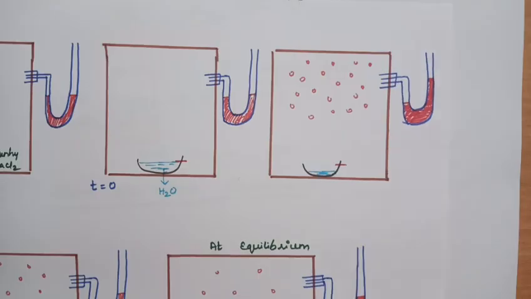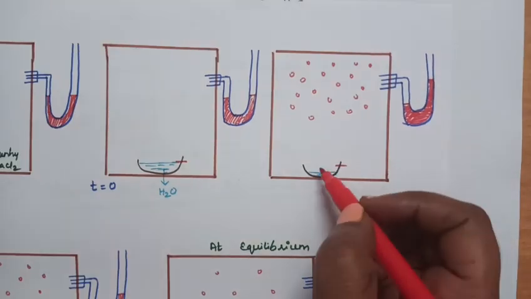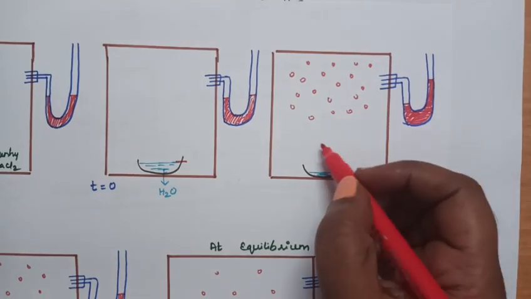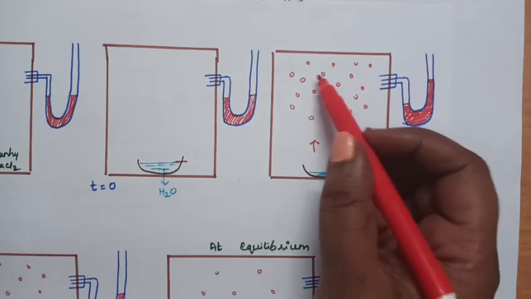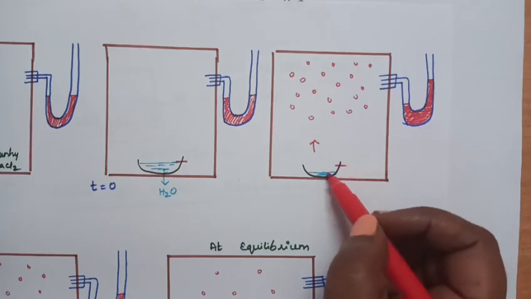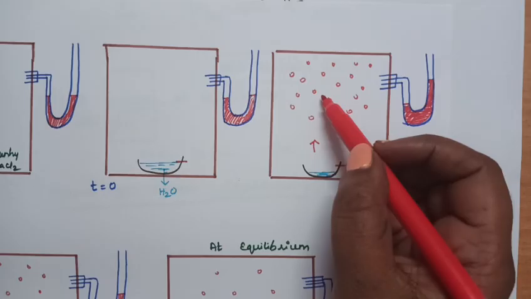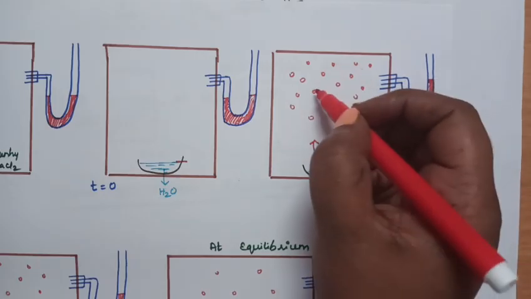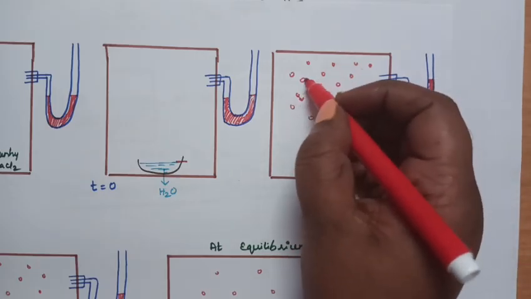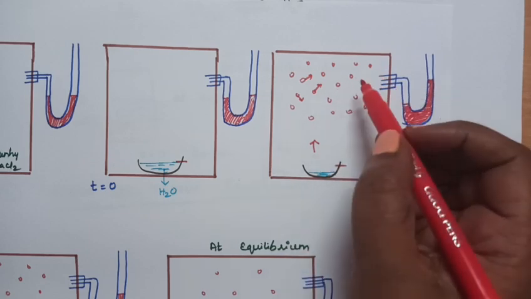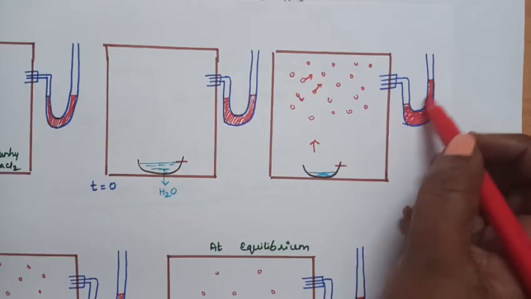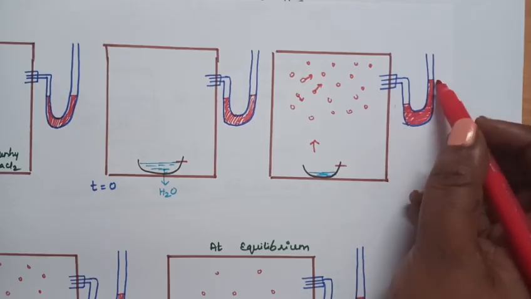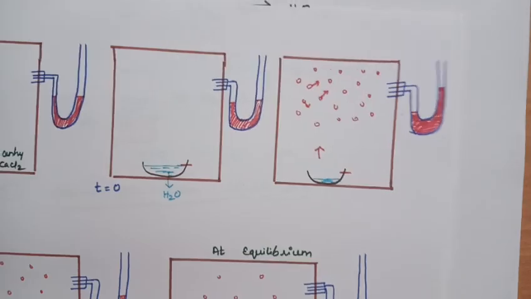After some time, the water molecules which are present, due to evaporation, get converted into vapor. So now you can see the level of water has decreased because it is converted into vapor by evaporation. Now this will start moving in all directions, and it will exert pressure. Because it is exerting pressure on the mercury, the level of mercury changes. So here it will decrease and here it will increase.